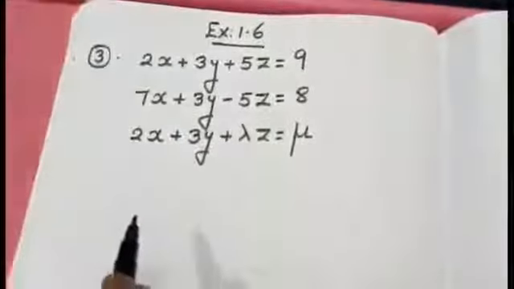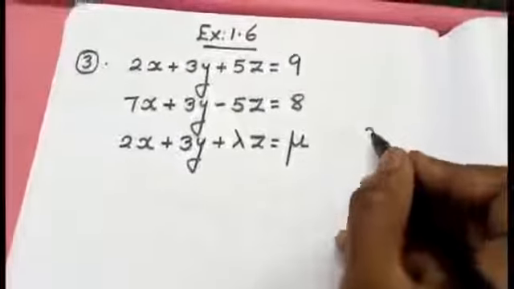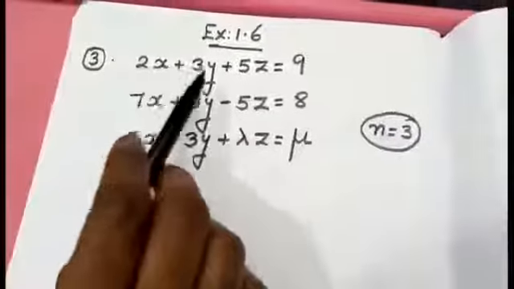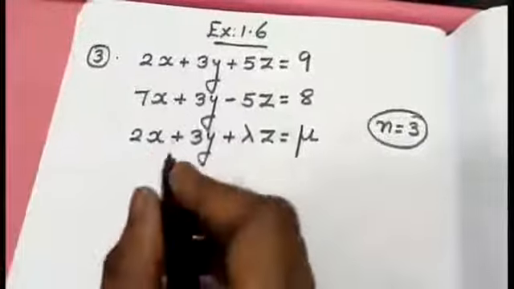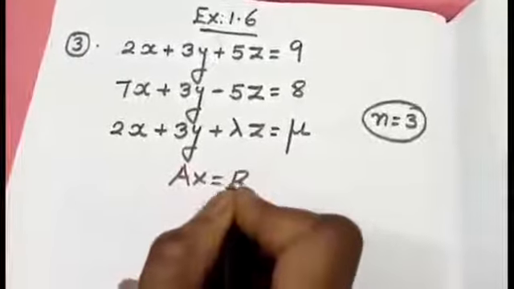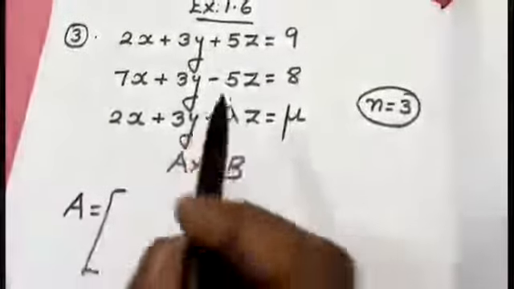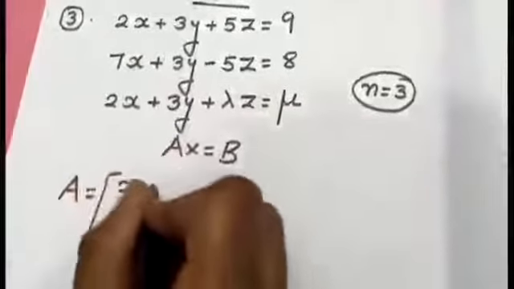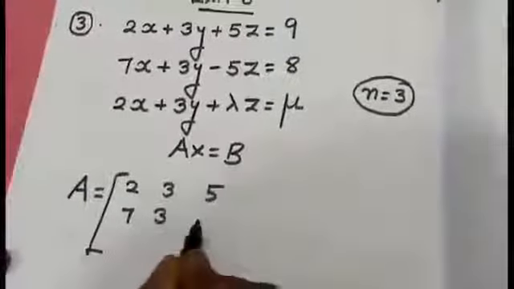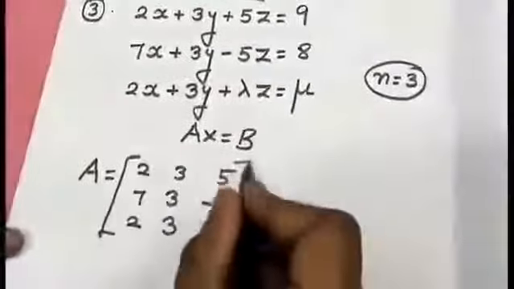Exercise 1.6, third sum. We are taking the equations. In this equation I have 3 unknowns, that is n equal to 3, that is x, y, z are the unknowns. First I am going to write in this form, that is Ax equal to B. So what is the matrix A? I am going to take the coefficients of x, y and z, that is 2, 3, 5, 7, 3, minus 5, 2, 3, lambda.